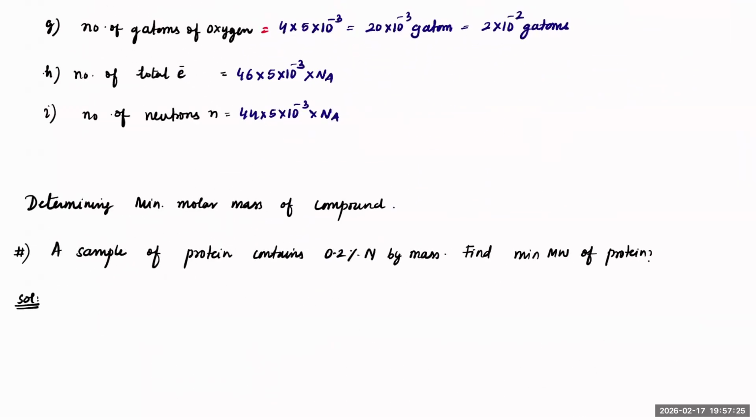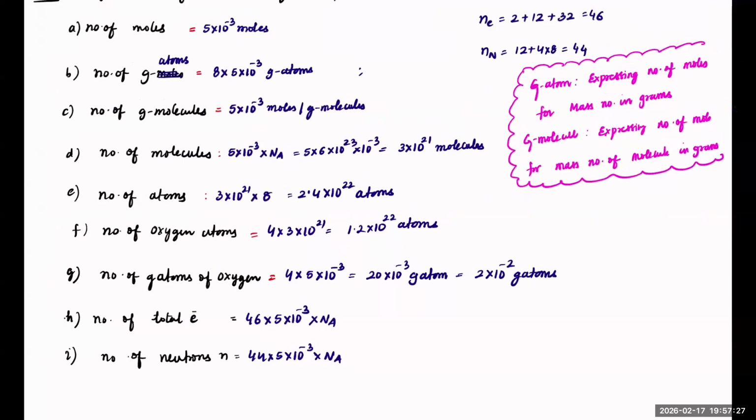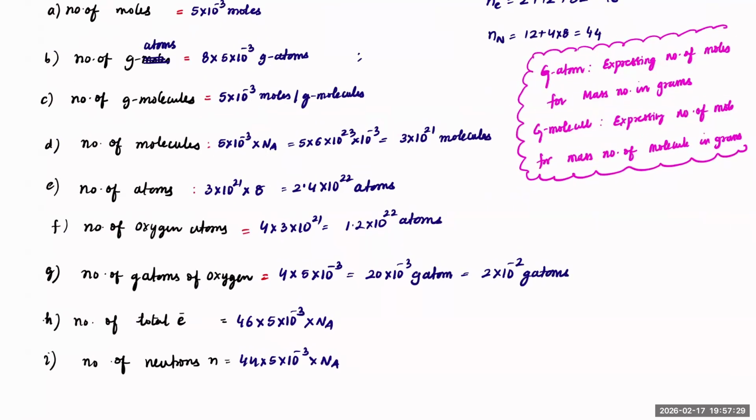But even that will have to be multiplied by Avogadro's constant, no? No, the gram molecule itself means moles. So you have to leave it in moles only. Okay. All good. Yes.